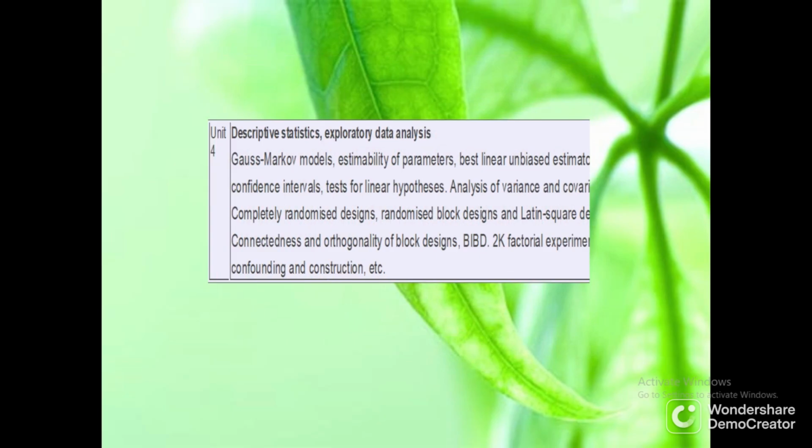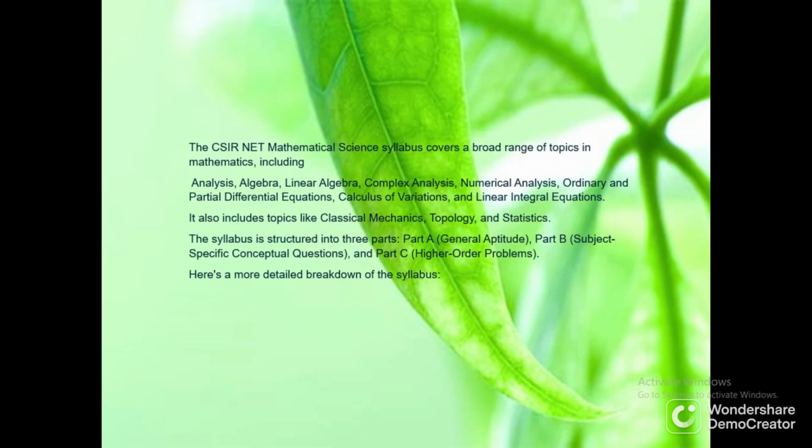Another portion is probability and statistics. In maths, students also have an area for this type, and statistics students have this as their major part. The probability and statistics portion is very important for the NET exam. The CSIR NET mathematical science covers a broad range of topics in mathematics: algebra, analysis, complex analysis, numerical, ordinary and partial differential equation, calculus of variation, linear integral equation, classical mechanics, topology, and statistics.